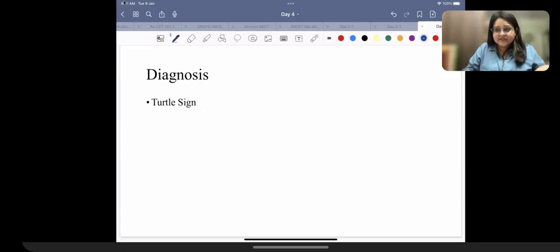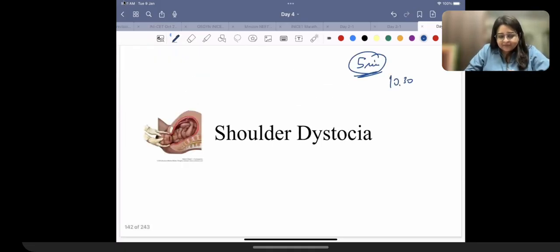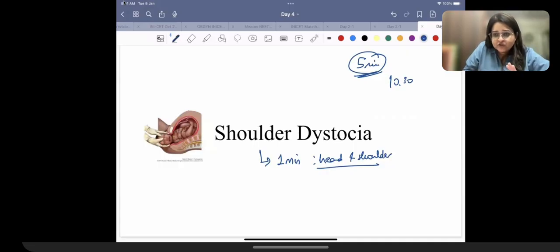It's an obstetric emergency. And I told you in the beginning, obstetric emergencies are very commonly asked in the exam. Now, the exact definition of shoulder dystocia, if you want an objective definition, is when 1 minute elapses between delivery of the head and the shoulders, and you are unable to deliver the shoulders. Or the delivery interval between head and shoulders is more than 1 minute.